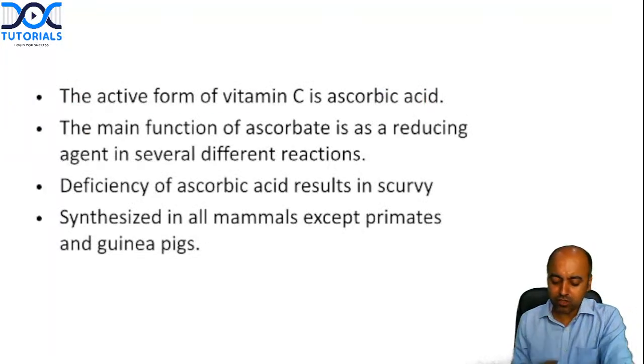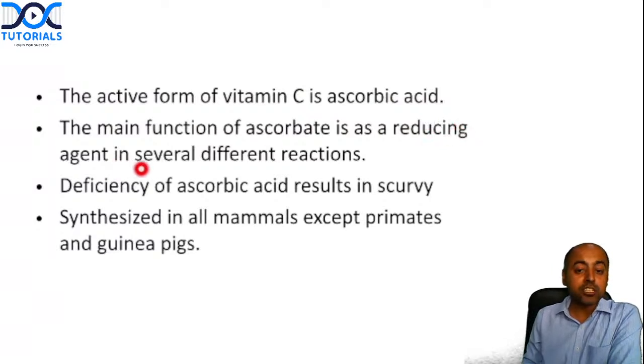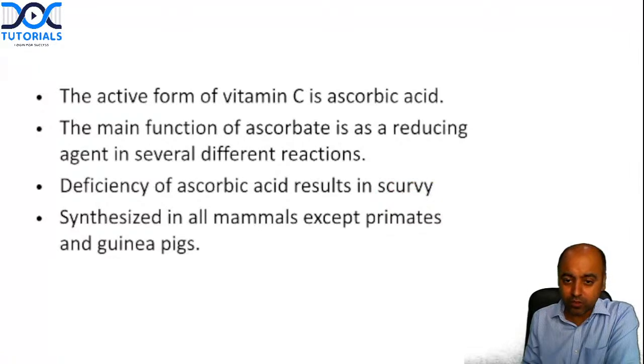Okay, active form of vitamin C is ascorbic acid. Main function of ascorbate is reducing agent in several different reactions. Deficiency of ascorbic acid will cause scurvy. Okay, you already know this. Synthesized in all mammals except primates, guinea pigs, and also bats.